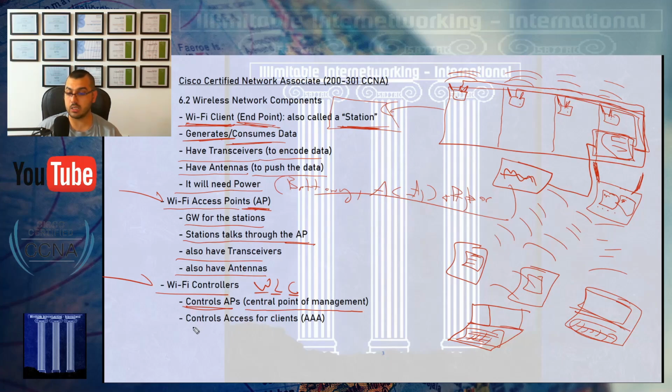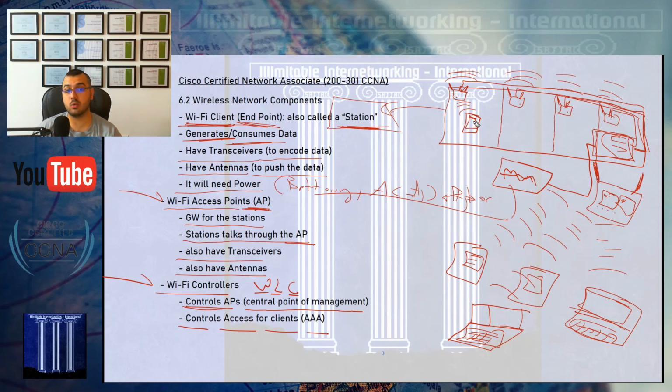The other one is that it controls access for clients. So when my mobile phone here is trying to connect to this access point and it wants to access the network, you remember before in the wired network we had the AAA server, credentials, authentication, authorization, accounting, etc. that I talked about in chapter 5. Maybe it's fresh for you right now because you have recently finished chapter 5.